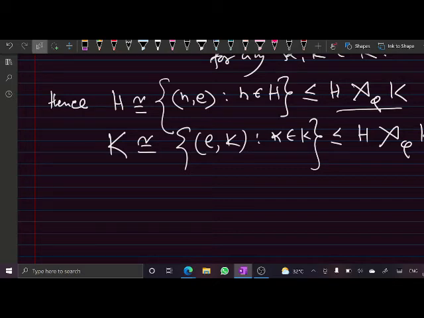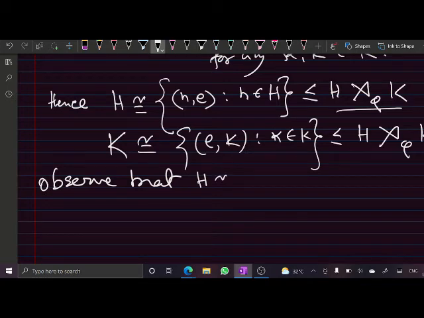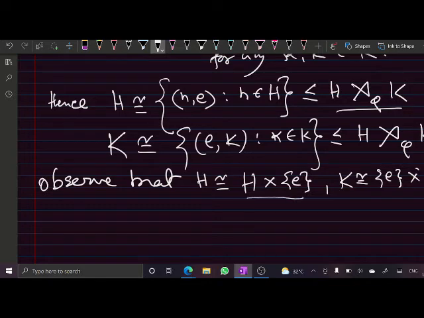Okay, so observe that H is actually isomorphic with H direct product with the identity group, and K is isomorphic with E cross K, because the multiplication in these two groups behaves like the composition in the direct product of H with the identity group and identity group with K. So therefore you can denote the copy of H as H direct product with this, and the copy of K as E direct product with K. Okay.